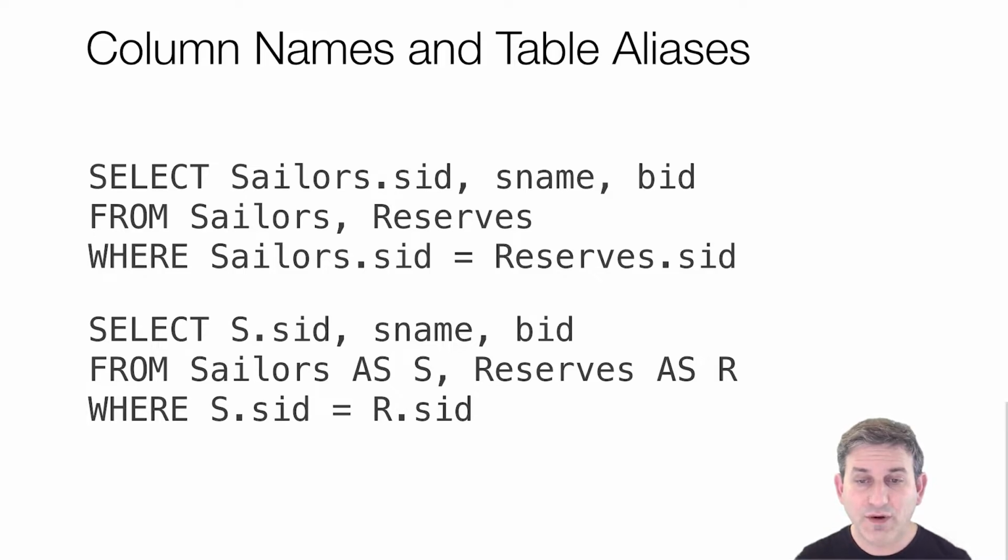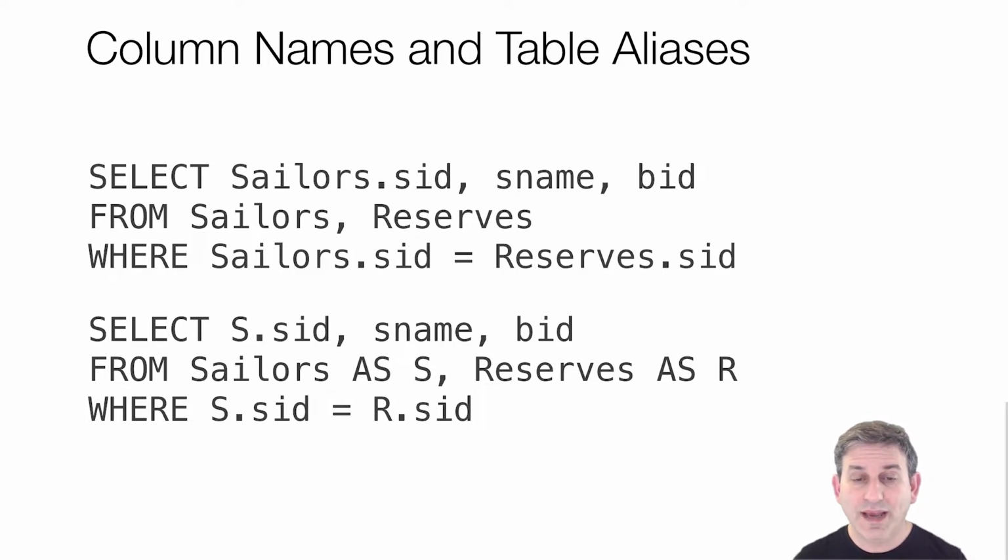Now the second query on the screen is actually the same query written slightly differently, where we've given each of sailors and reserves an alias for its range variable. So for the sailors range variable, we're going to alias it to the letter capital S, and for reserves, we're going to alias it to the letter capital R. By the way, whether it's capital or not does not matter in SQL.